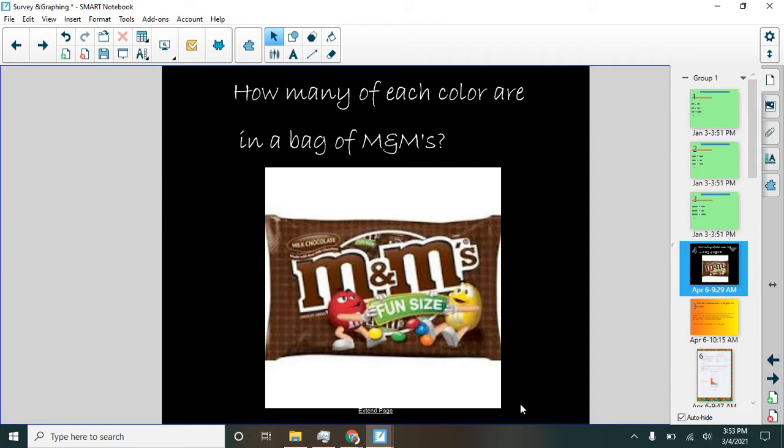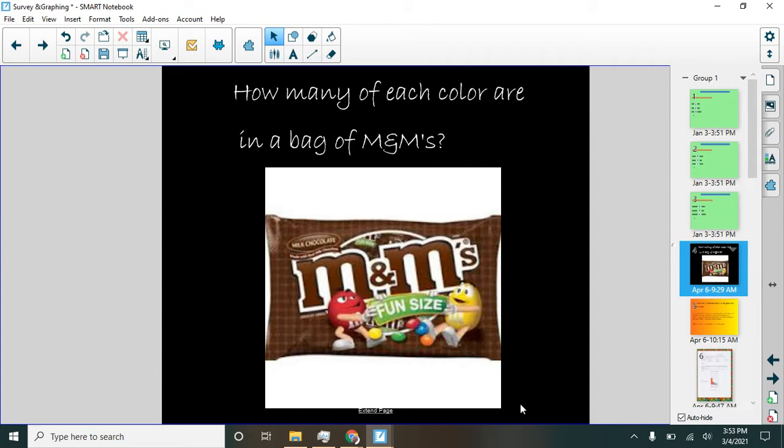It is 6.19 is what I'm calling this here. A lot of essential skills here that aren't in our everyday math journal. And today we're going to be talking about data and graphing. This question, how many of each color in a bag of M&Ms? You don't know that yet, but what are your favorite colors?